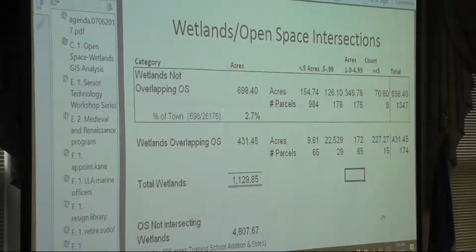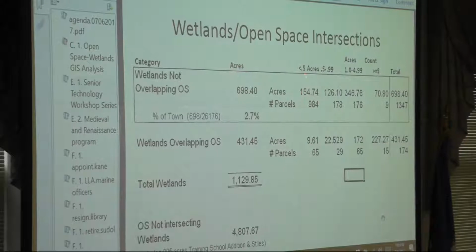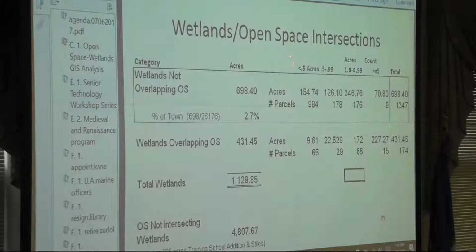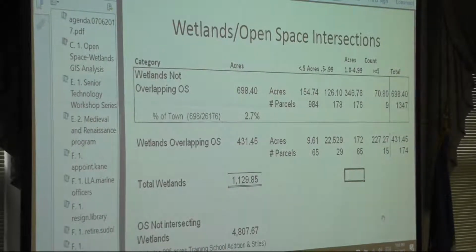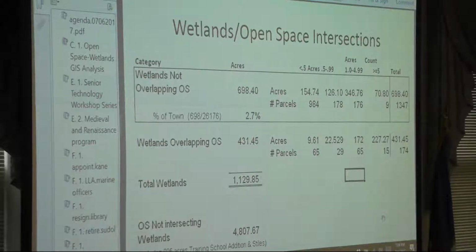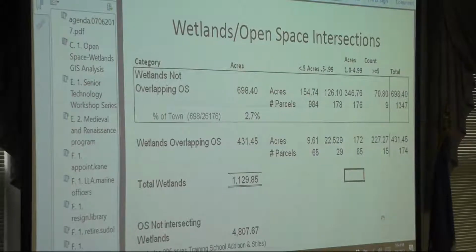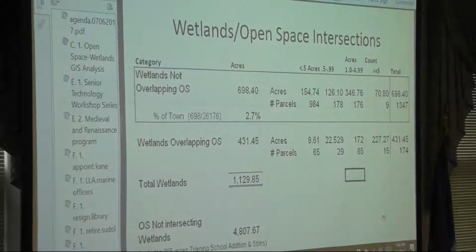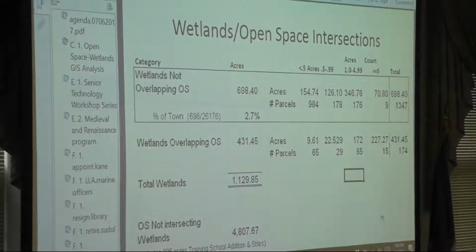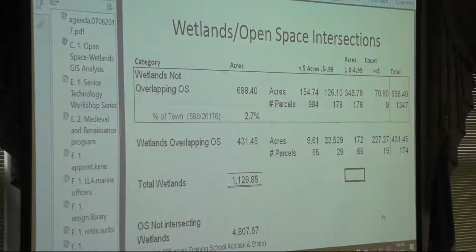But as you look deeper into that 698 acres, 154 of them are on parcels with less than half an acre, from 0 to 0.499 acres. So that means that various residents have parcels where up to half an acre of their property has been coded as wetlands, and it's not part of an open space layer. And Mr. Hill's premise is that those should be considered to be open space.